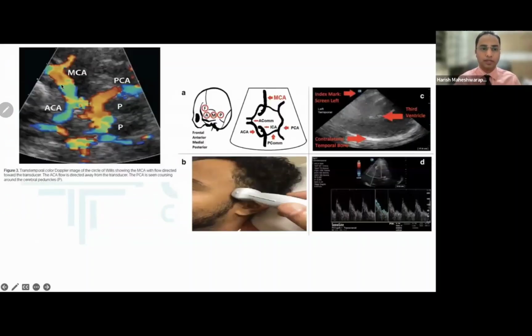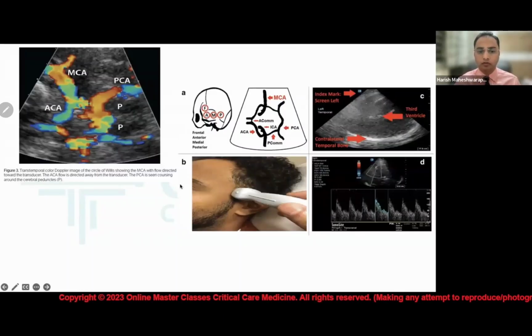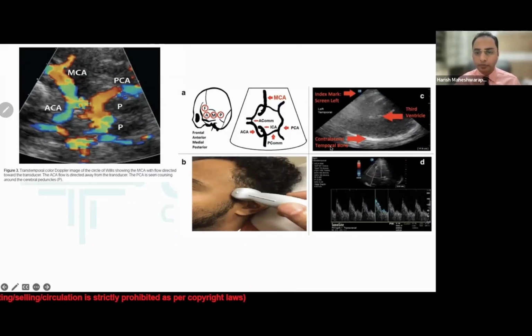This is how it looks like. MCA, towards the probe, red. ACA is blue. PCA, P1 and P2, somewhere here we are going to get. So this is the MCA here. This is the transtemporal window, how we are able to get it. So this is the tracing of the waveforms. This is the systole, this is the diastolic velocity. So this is the index marker. Screen left is this part, the contralateral temporal bone. So this is the third ventricle, how it's going to appear.